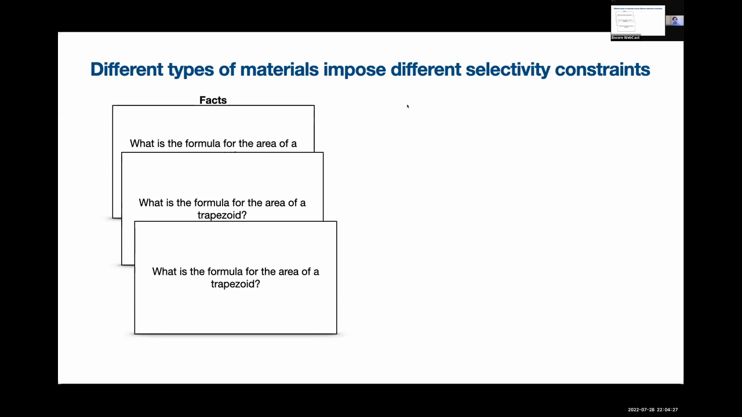As I'm sure you will agree, not all materials we can learn have the same selectivity requirements. So say, for example, that you're learning facts, such as the formula for the trapezoid. After an initial study of the question and the answer, all subsequent tests include only the relevant information that needs to be encoded and remembered, right? It's just the name of the shape that you need to memorize the formula for and the formula. So when learning facts, there is no selectivity constraints.